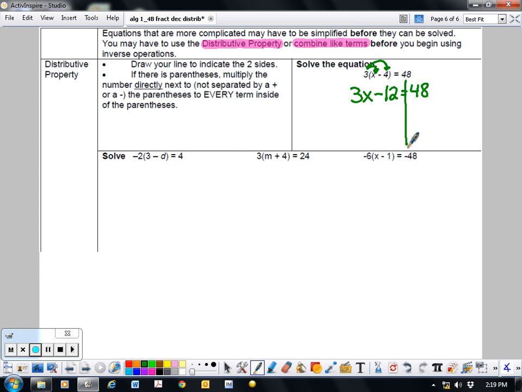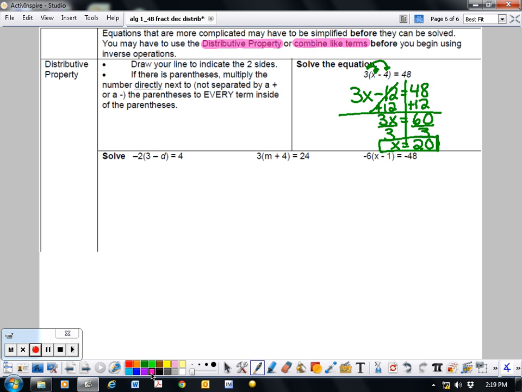And again, always looking for addition or subtraction first on the same side of our variable. Since I have a minus 12, I add 12 to both sides. So the minus 12 and plus 12 becomes 0, always double checking that. Then I have 3x equals 60, and that's 3 times x, so to undo times I divide. And I end up with x equals 20. And that's our solution.